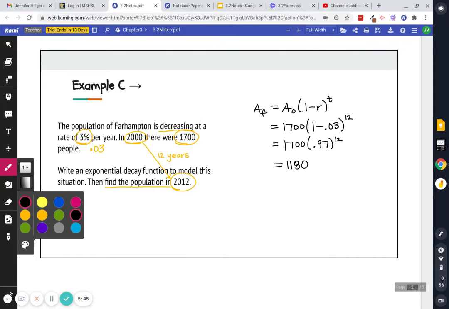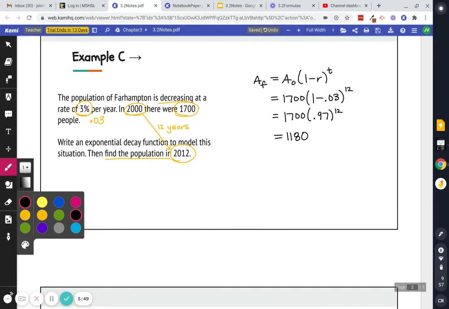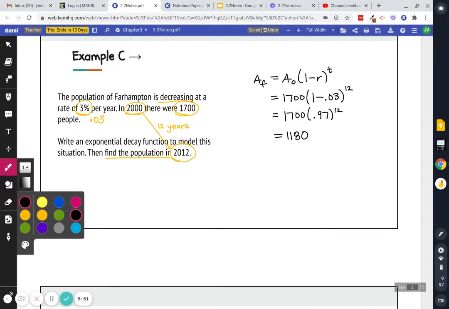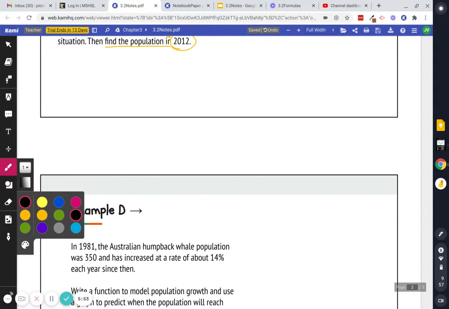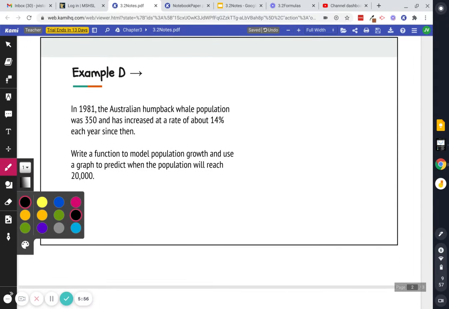If you round it down, I would forgive you on a test. There'd be enough of a buffer where you'd be okay. So example C is a population where it's decreasing. Example D is another population one. This is increasing. Let's run through this one real quick.